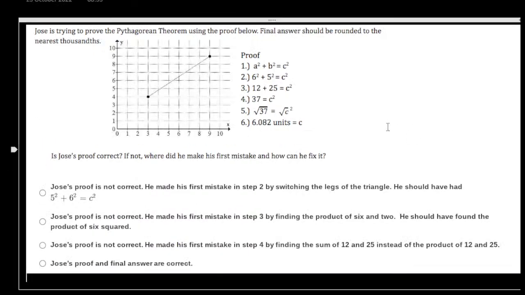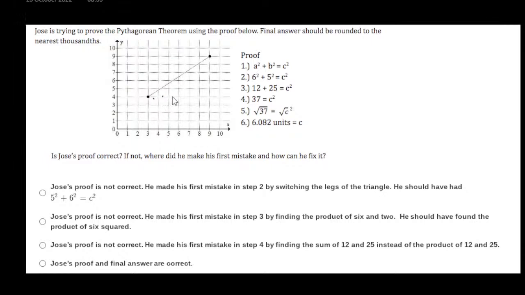Okay, now the next question, again the same type of problem. Now here a square plus b square is c square. Now I have 6 square. Let us count 1 2 3 4 5 and 6, and here 1 2 3 4 and 5. So 6 square plus 5 square is c square. Now 6 square is not 12, so this step is incorrect. Okay, now let us see this is step number 3.